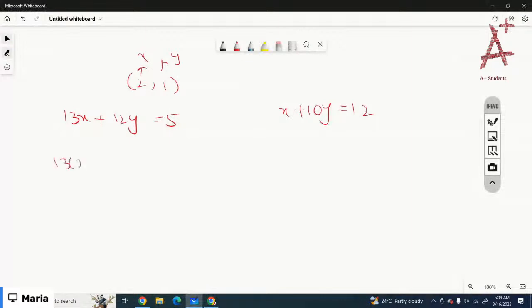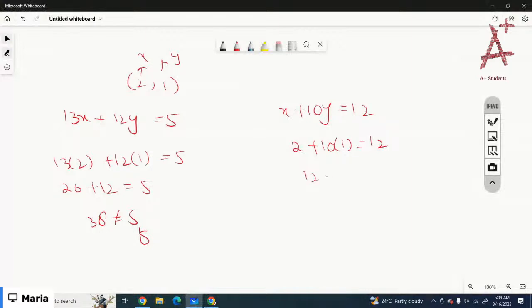It would be 13 times 2 plus 12 times 1 equals 5. 13 times 2 is 26, plus 12 is 38, equals 5. No, false. Let's substitute the point in the second one. x is 2, plus 10 times 1, equals 12. 10 plus 2 is 12, equals 12.